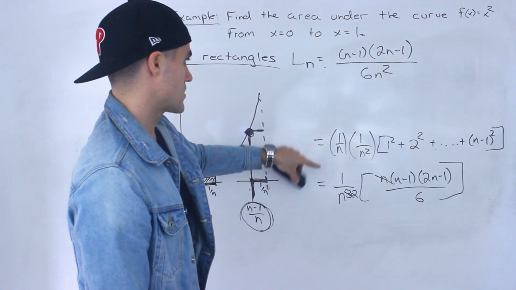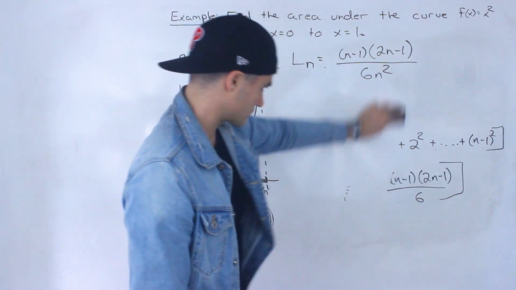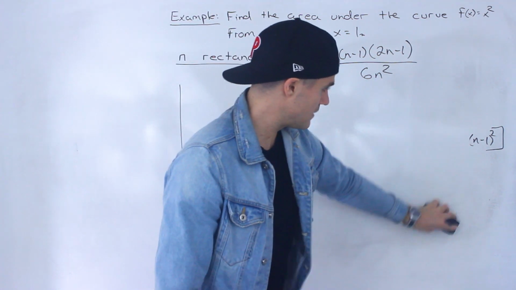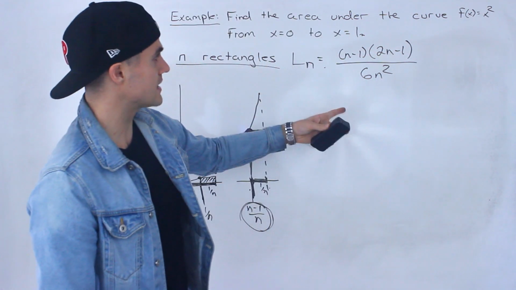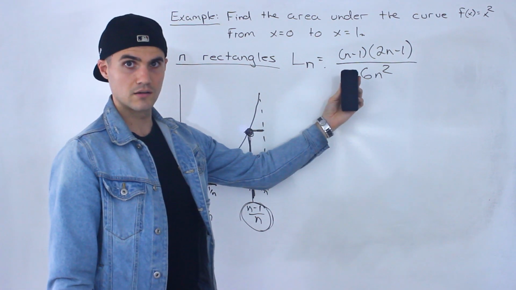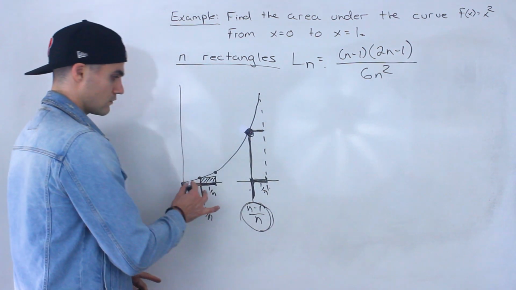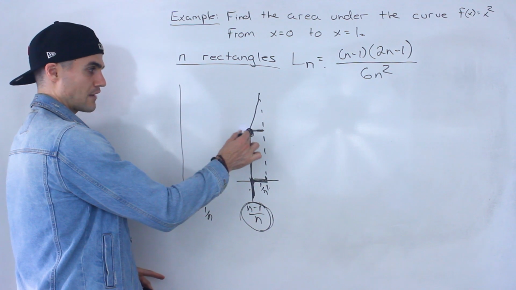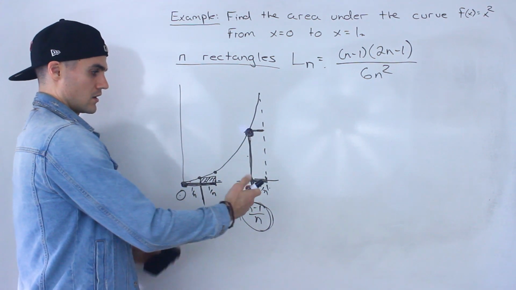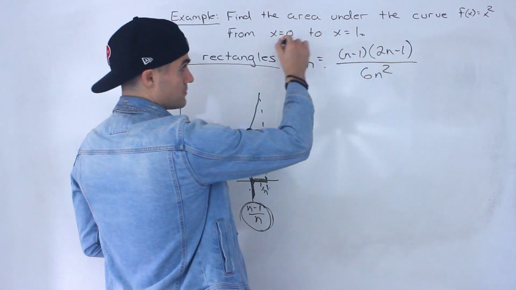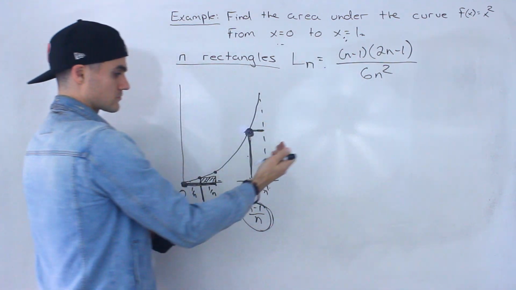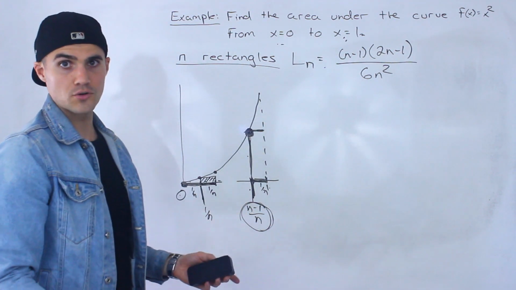Let me just make sure everything's all good. Yeah, it looks all good. So now, what's nice is this here is going to be the area of all of these rectangles with these left corners for this function between these x values for however many rectangles we choose.